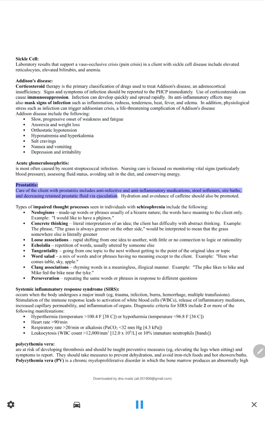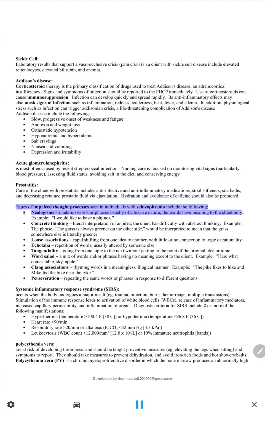Prostatitis. Care of the client with prostatitis includes anti-infective and anti-inflammatory medications, stool softeners, sitz baths, and decreasing retained prostatic fluid via ejaculation. Hydration and avoidance of caffeine should also be promoted.